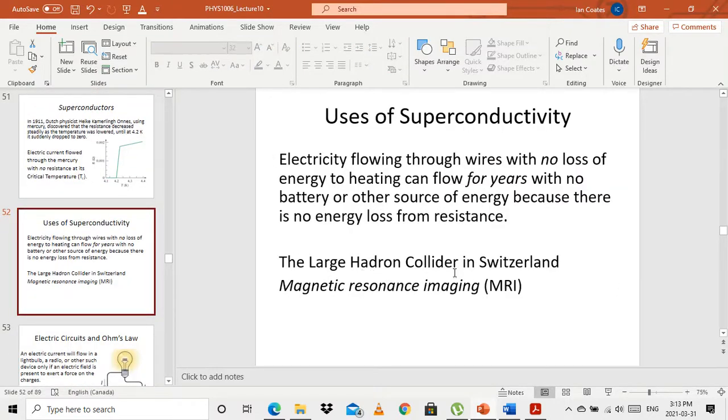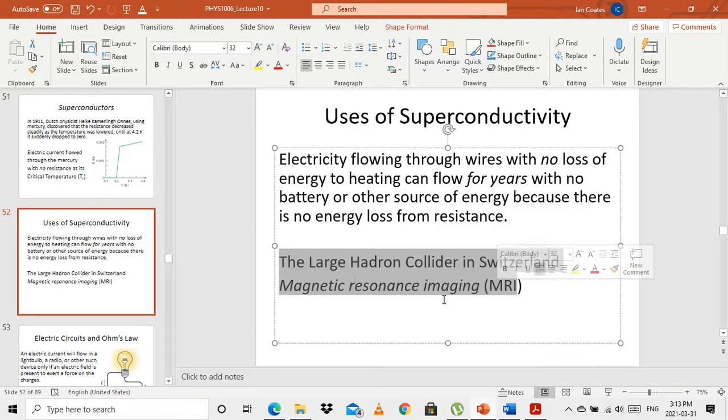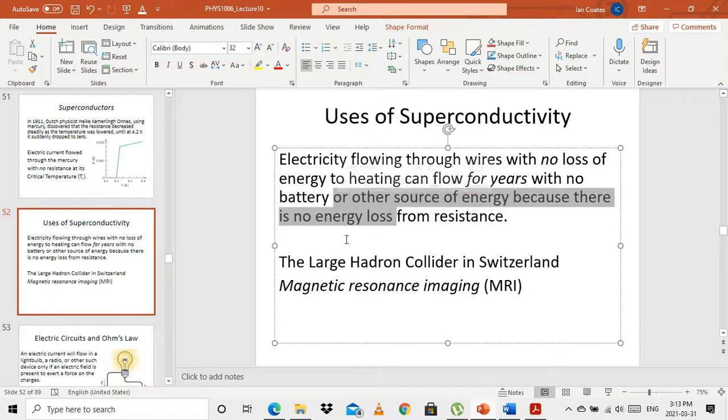There are lots of uses there. I love this one: the Hadron Collider in Switzerland. Just incredible, this thing is what, 15 kilometers underground. And they've already made some amazing discoveries there, like the Higgs boson particle. Give that a quick Google search anyway, just for fun. MRI, magnetic resonance imaging, is another reason why we use superconductors, available in every hospital.